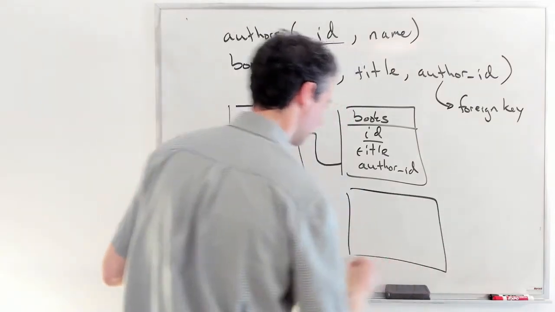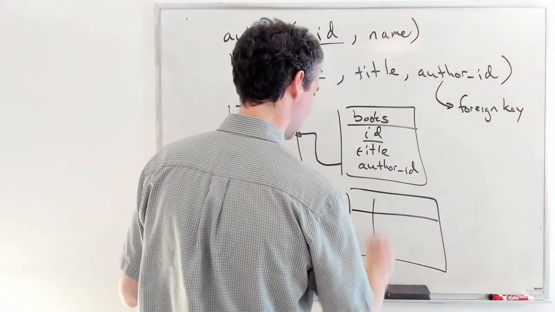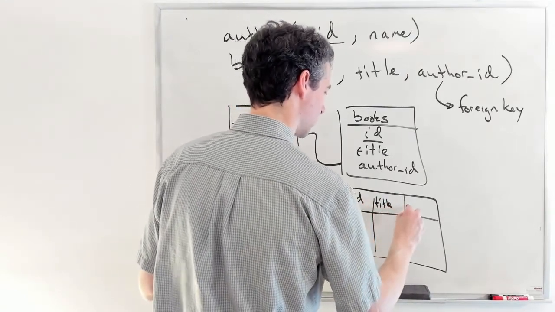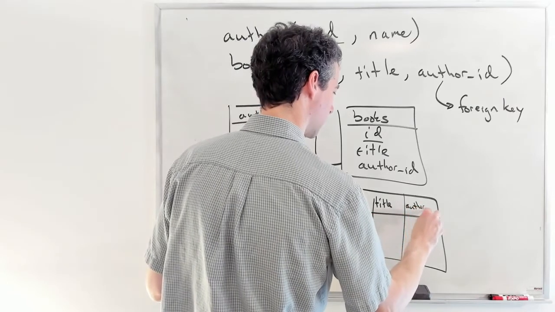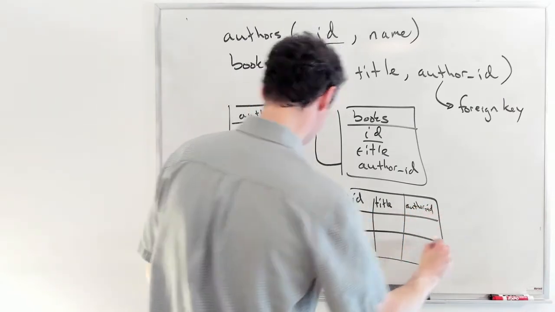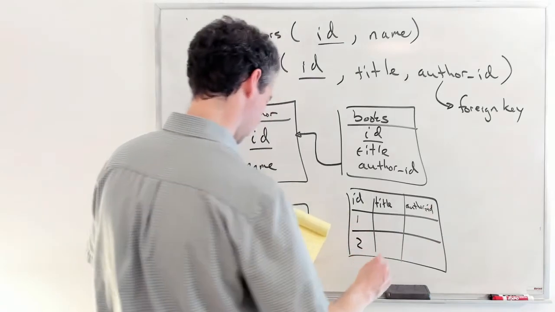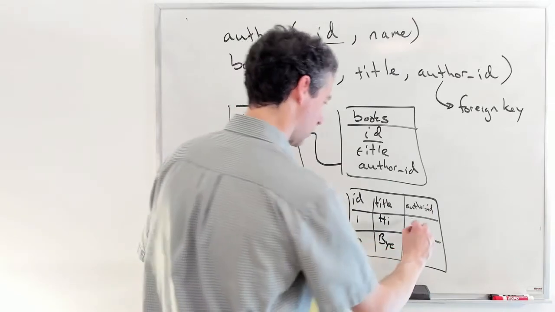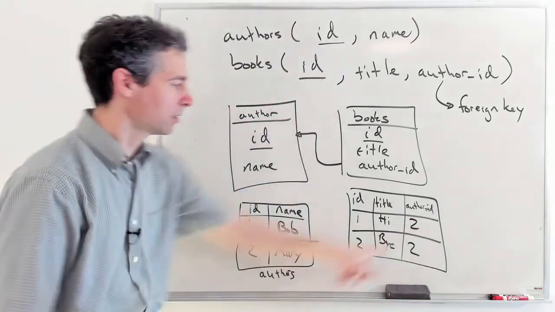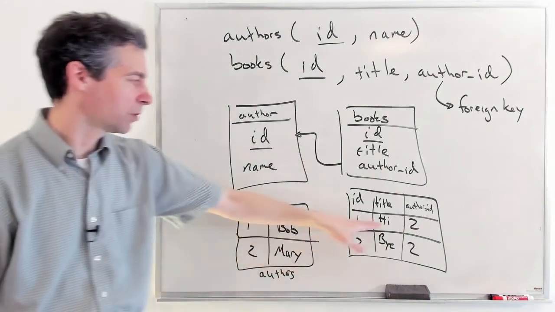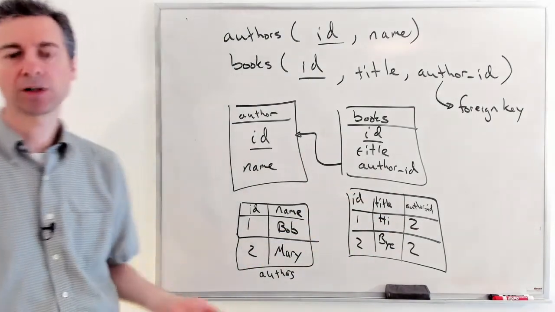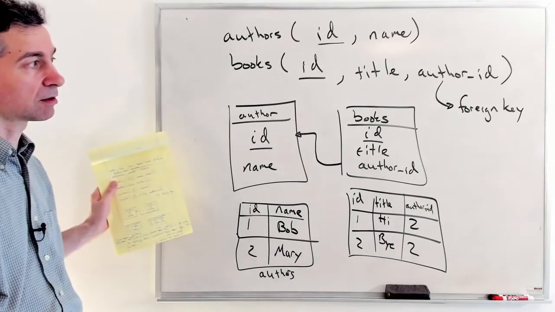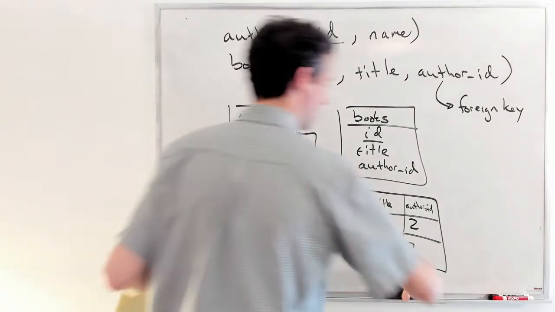I have another table over here with, again, ID, title, author ID, and we could put in here book 1, book 2. We could have the title hi, we could have the title bye, and it just so happens that Mary, author ID 2, has written both hi and bye. Okay, now that's the basics of foreign key.